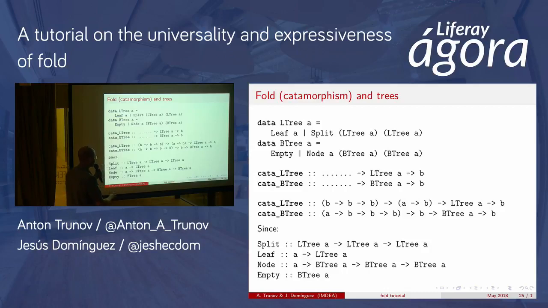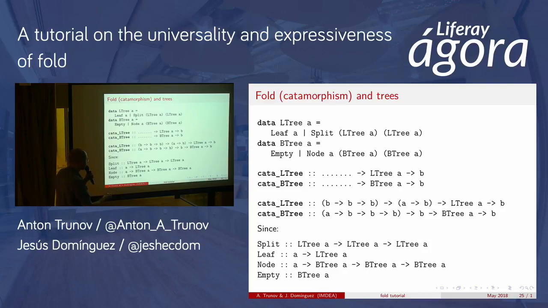The strategy you need to follow in this case is first to list the constructors of your data type. For example, let's focus on the leaf tree, which has these two constructors. So what is the type of these constructors? Well, you can see them here. How do you add these parameters to your catamorphism for leaf tree? You just replace every occurrence of your data type in the constructor with the target type. So this becomes B -> B -> B. This is the first parameter.